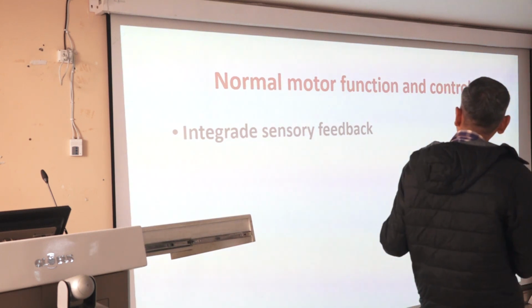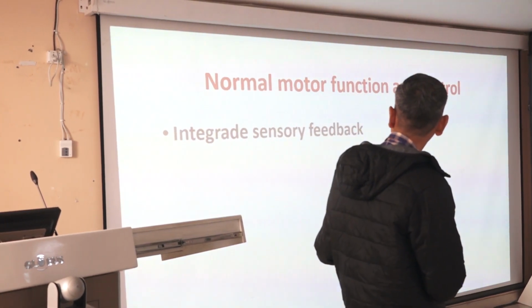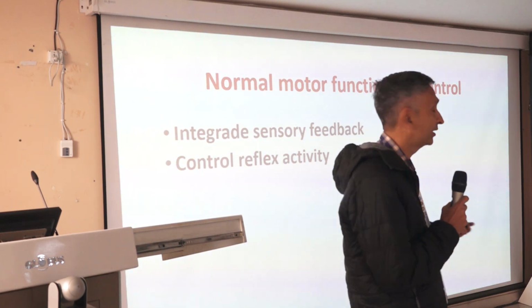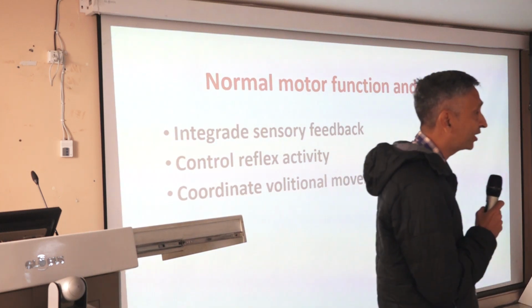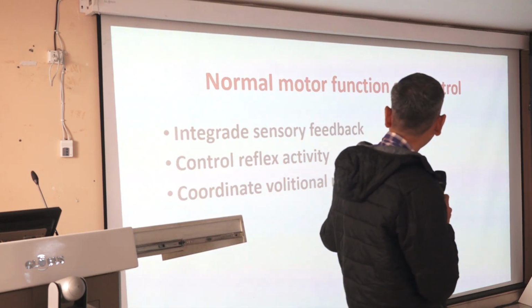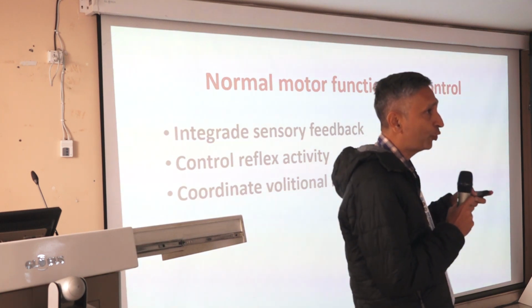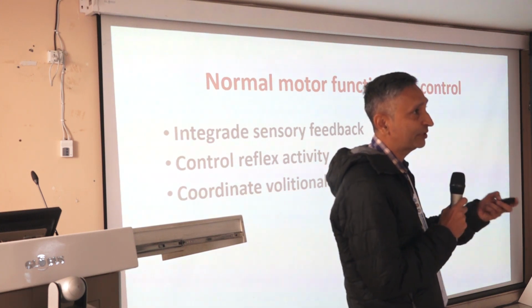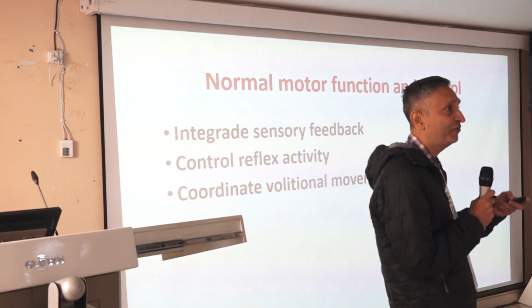So for a normal motor function, you first need the integration of sensory feedback. Then they should be able to control the reflex activity. And you should coordinate the volitional movement. So these are the three steps in a normal motor function: integration of sensory feedback, control of reflex activity, and coordination of volitional movement. The controller, the brain, should know where your muscles are, where your joints are, and what is the velocity with which the muscle is contracting. All this information is needed. So this is by a feedback.